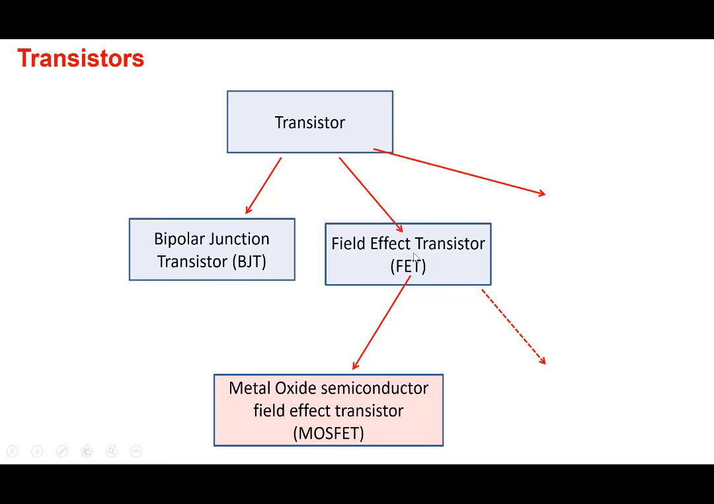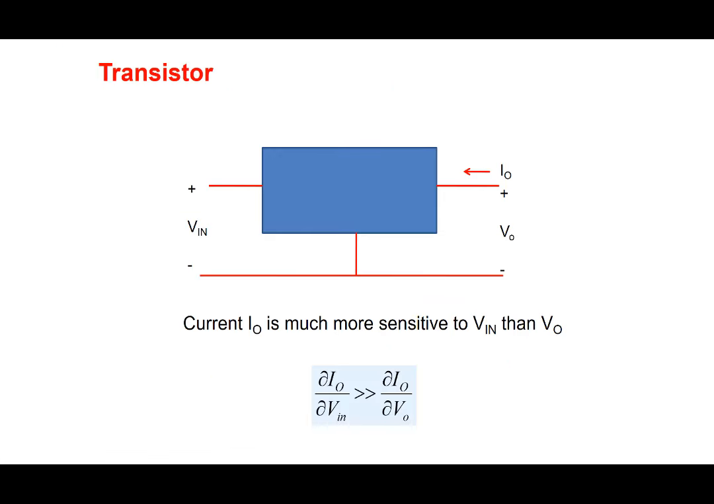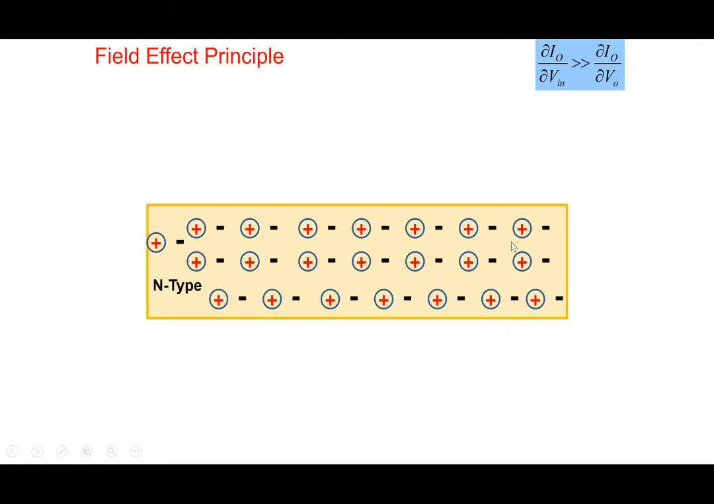So let's look at how the field effect transistor works. So again, keep in mind that from a transistor, what we are looking for is that the current is very sensitive to V in and not very sensitive to V naught. So that's the property that we're looking for. So what is this field effect principle?